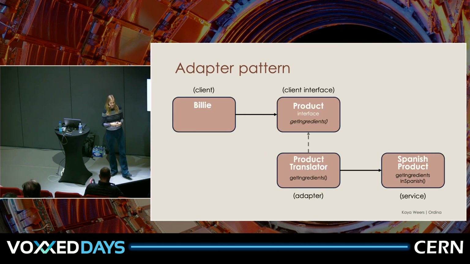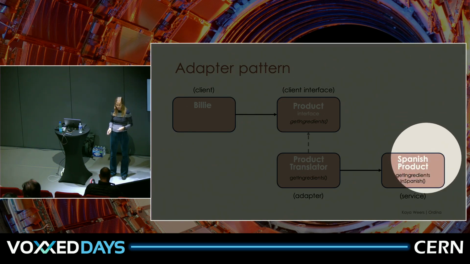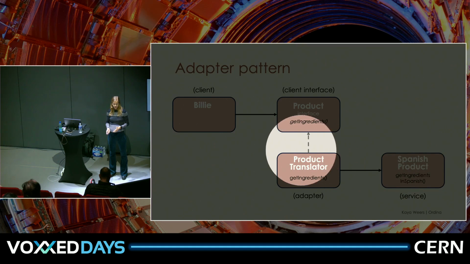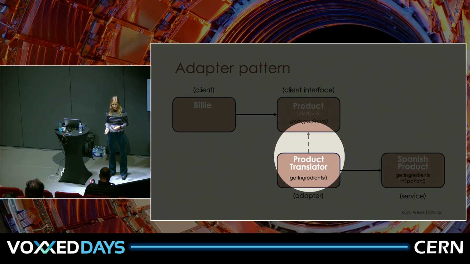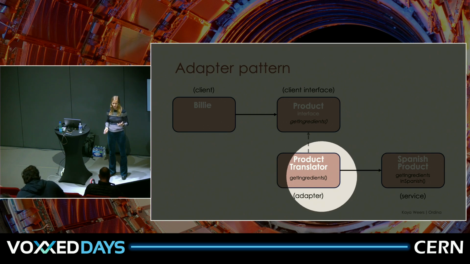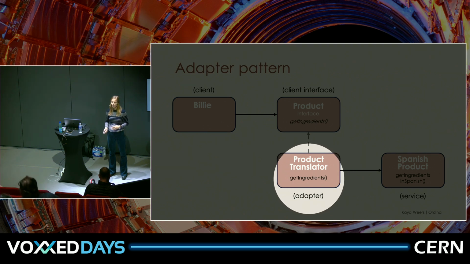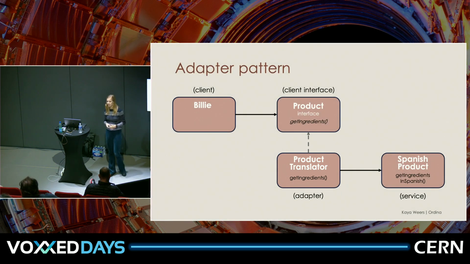So here we see it in the scheme. Billie is the client in this case. She needs the service, the product, in Spanish. And she expects it in English. So we create a client interface, says product and get ingredients. So what you need to do for the adapter is to implement that interface, because you have to make sure that you have what the client expects. But then in this part, make the conversion to what the service gives you.